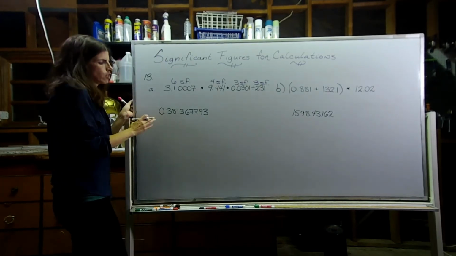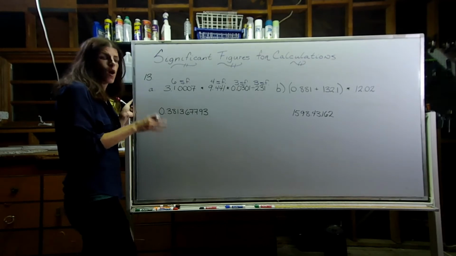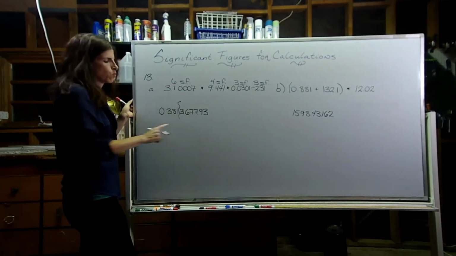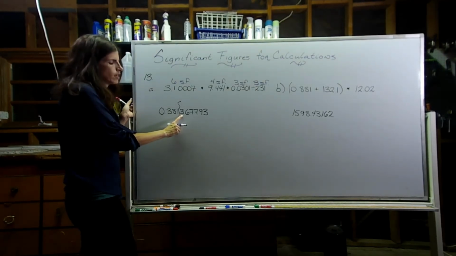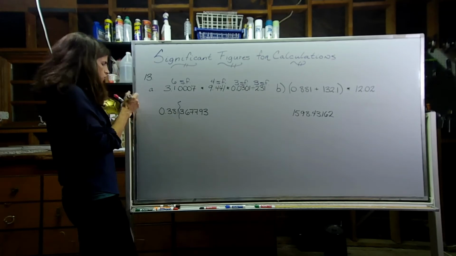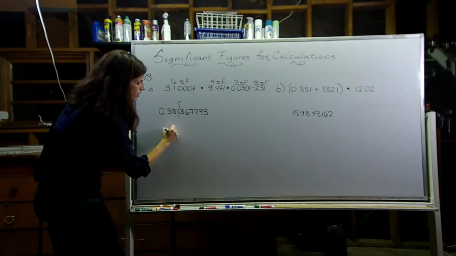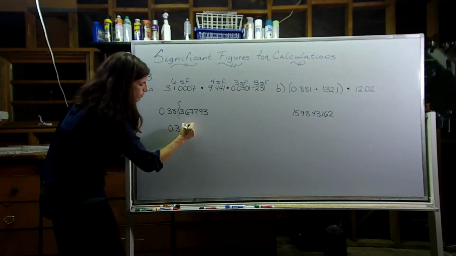Throw it into the calculator. I got this really long number, but I know I have to cut it off after 3 sig figs. So 0.381, I look at the number directly to the right of the 1, and it's less than 5, so I'm not going to round up or anything. Put my final answer as 0.381.